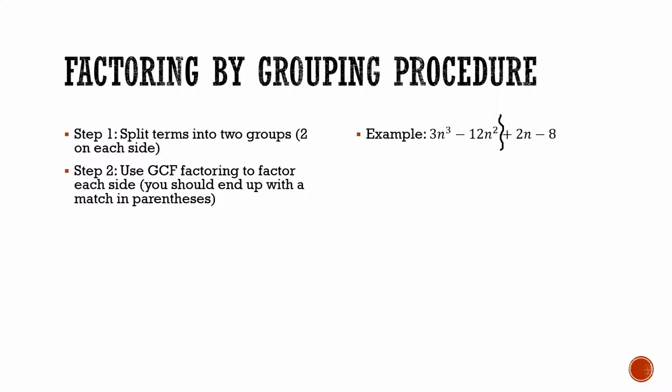What I want to have is a match left in parentheses. Let's take a look at what I get. When I factor 3n to the third minus 12n squared, I can factor out a 3n squared and I'm left with n minus 4. On the other side, with 2n minus 8, I can factor out the GCF of 2, and I'm left with n minus 4. n minus 4 is what matches inside the parentheses.